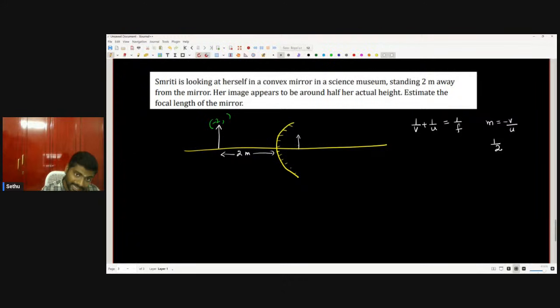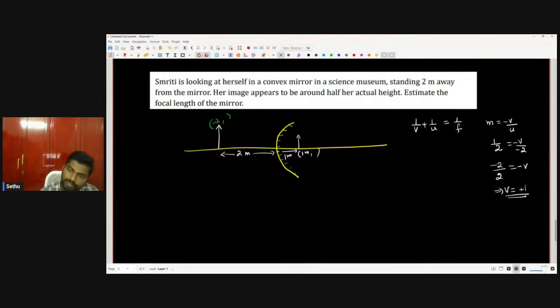And you know that in the case of a convex mirror, from the image properties, you're going to have a virtual image and it's going to be diminished. But it's going to be erect. So magnification is plus 1 by 2. That is minus v divided by u. U is the object coordinate, that is -2. So what do I end up getting? -2 by 2 is minus v, which implies v is equal to plus 1. So that means this image will be formed at a distance of 1 meter. So this coordinate will be 1 meter.